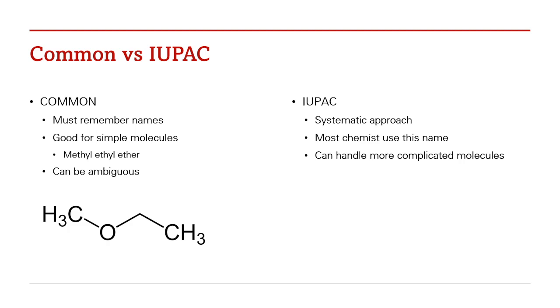IUPAC would name this molecule as methoxyethane. This can be confusing to some as it's a bunch of root words mashed up together, but to the initiated it's simple, because IUPAC uses a systematic approach to name molecules. One must use a set of rules to name molecules and disambiguate fringe and complex molecules. Because of the clarity, most chemists tend to use this system.